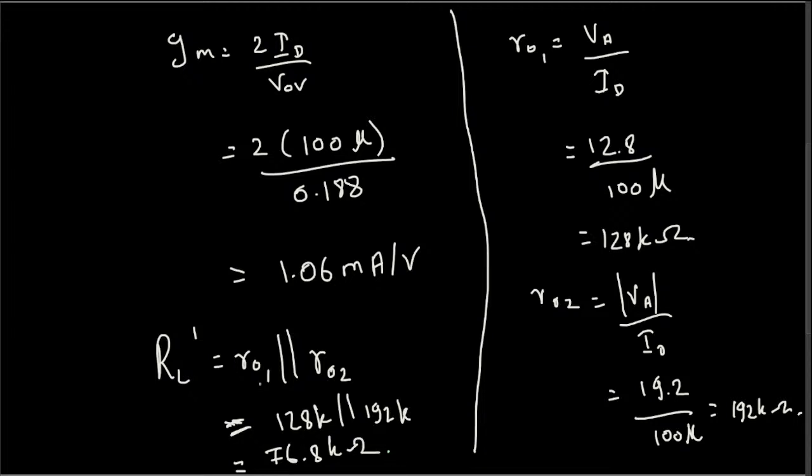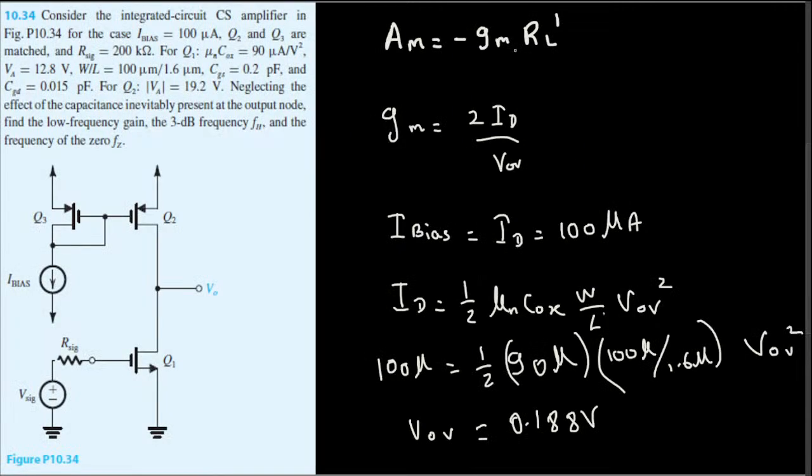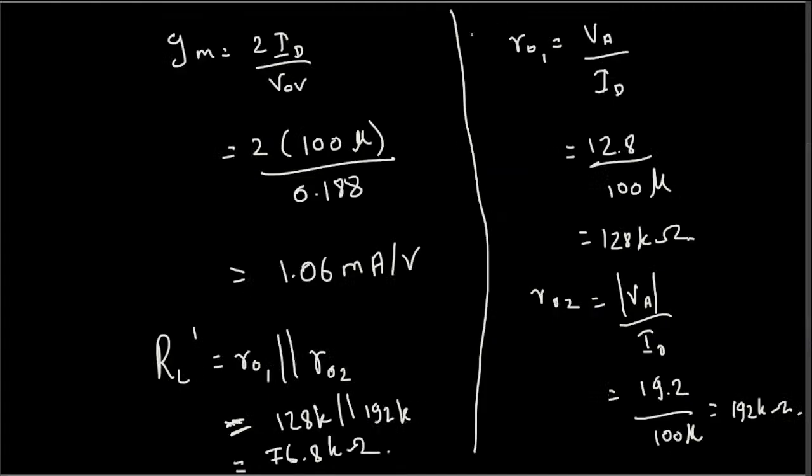Okay, so once you have RL prime, now we can find out the gain. We are doing all this to find out the gain, because gain is given by negative GM RL prime. We have to find out the transconductance and also the RL prime. We found out both of them. We found out the transconductance right here, and we just found out the RL prime right here. So we have to plug both into the equation for AM and find out the gain.